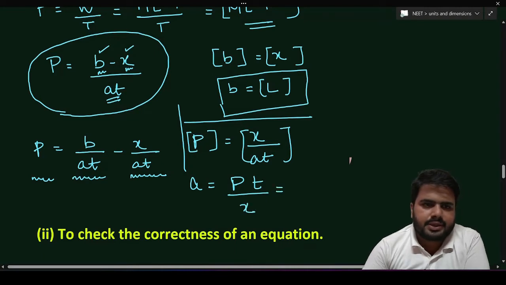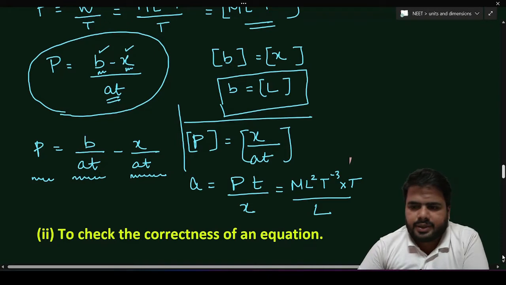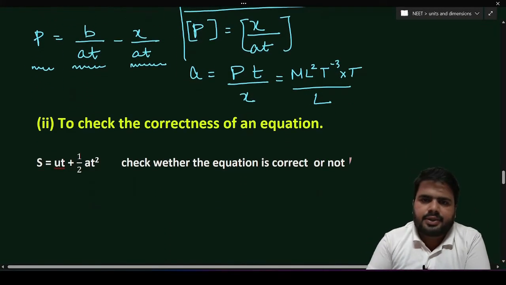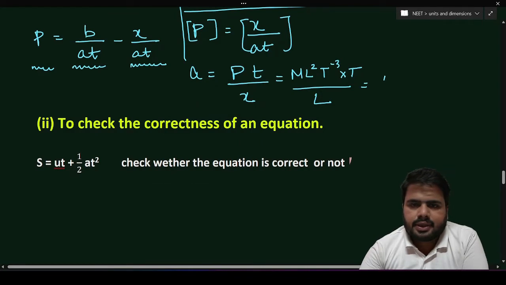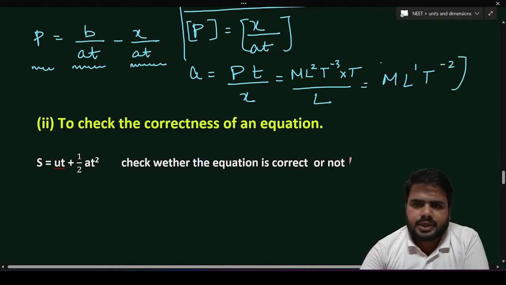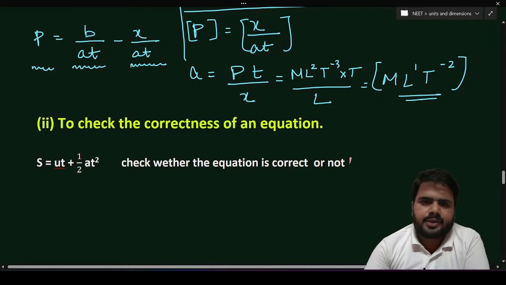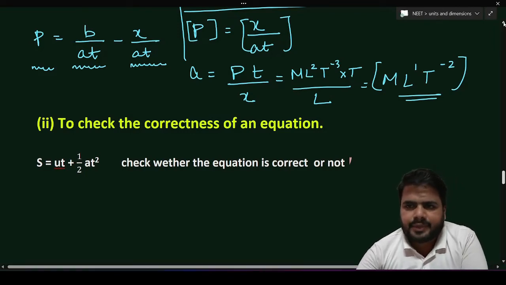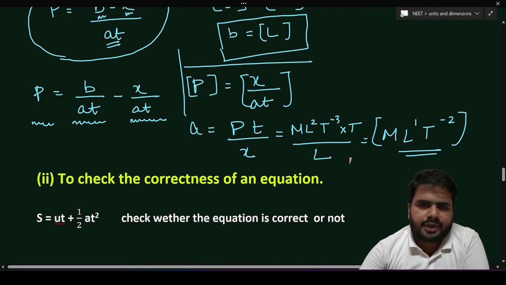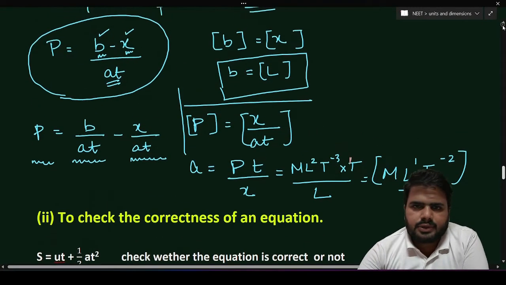So on solving this, we have just calculated the dimension of power, that is m l square t minus 3, into t upon l. Okay, so on solving this, you will find it as m l to the power 1 t to the power minus 2. So this is the dimension of, sorry, this is the dimension of A. So in this way, you can find the dimensions of unknown constants.